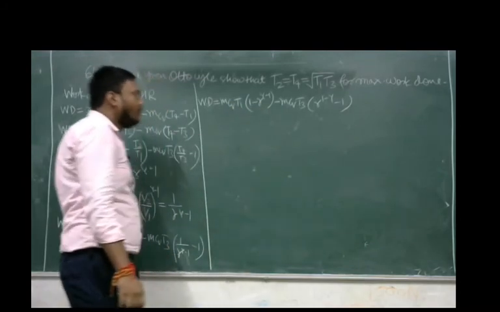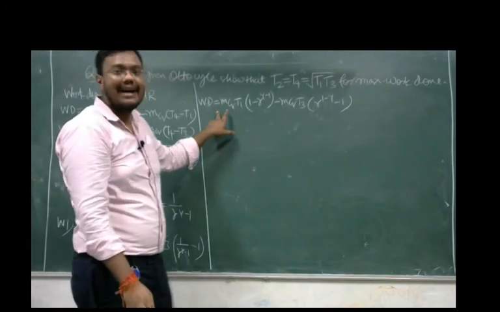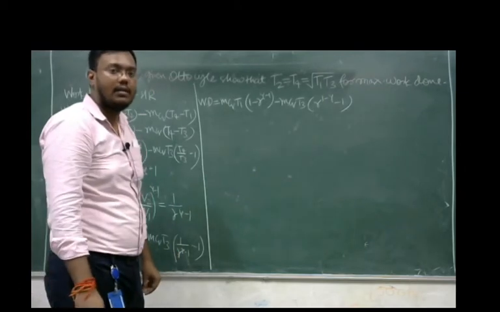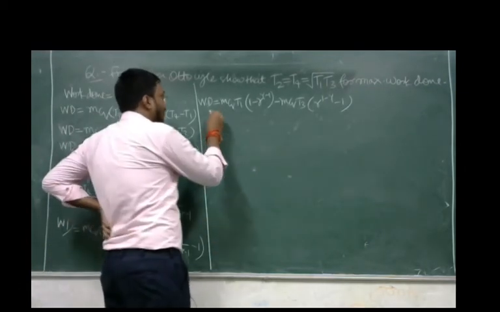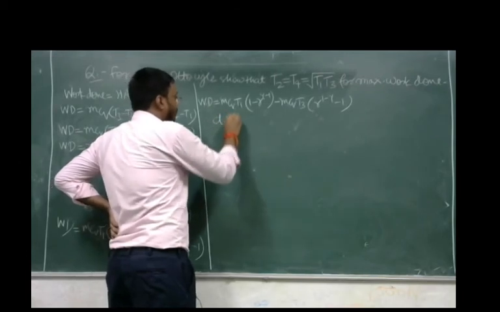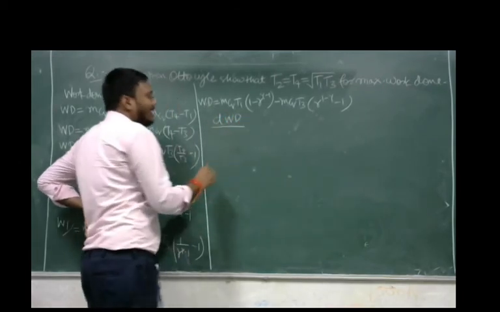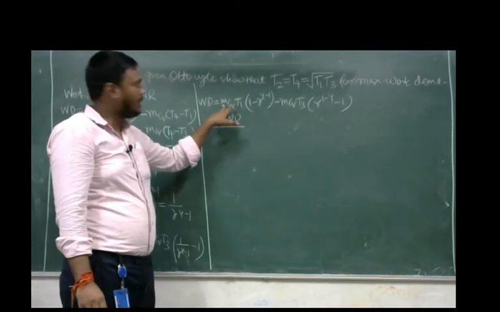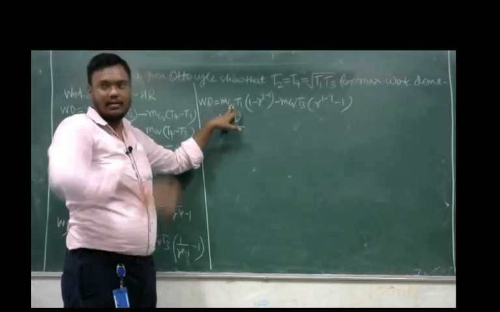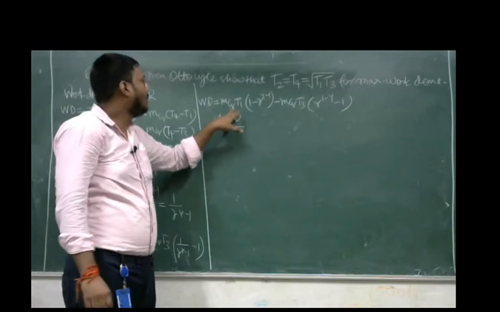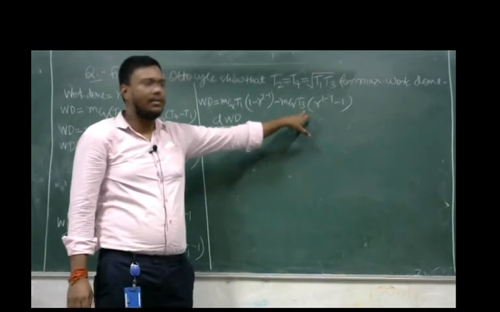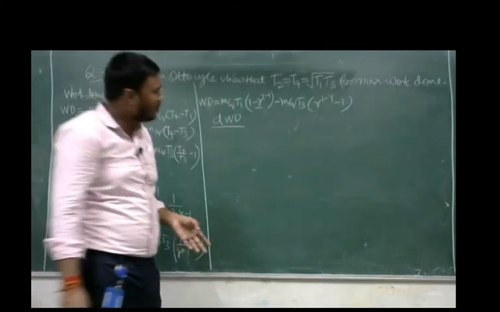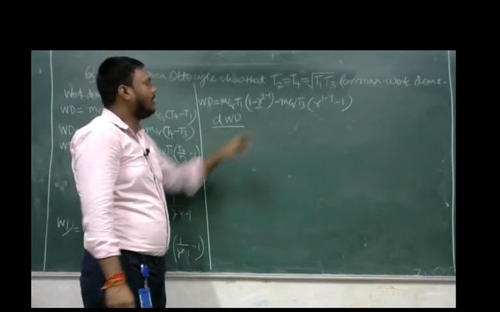Now the question is asking for maximum work done, so we have to apply the condition of maxima. What is the condition of maxima? We know very well, for maxima we have to differentiate work done with respect to some variable. In this equation, which one is variable? M is constant, Cv is constant, temperatures T1 and T3 are constant. The variable is R, the compression ratio, which can vary.